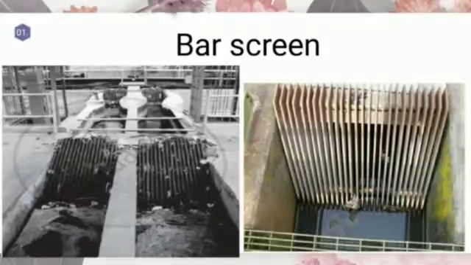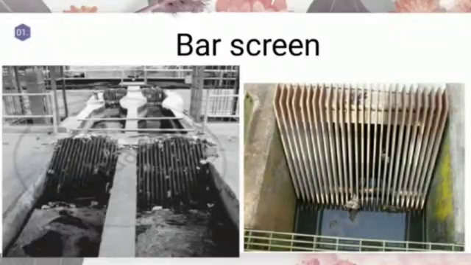See, the bar screen, you can see in the picture. First, wastewater is passed through bar screens. Large objects like rags, sticks, cans, plastic packets, napkins, these are all removed through this bar screen. It means only large impurities, large objects, are removed.